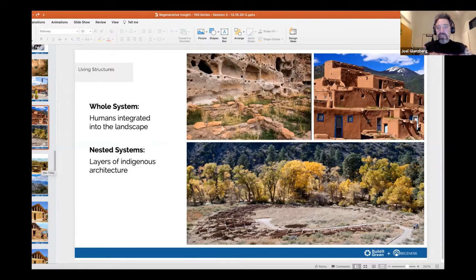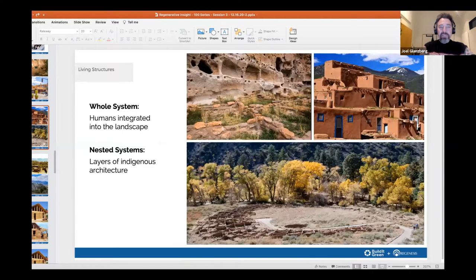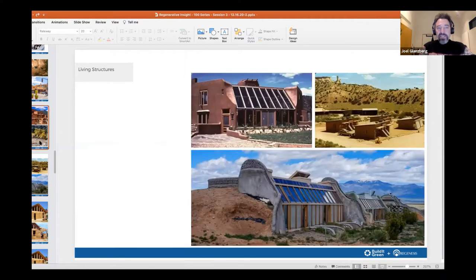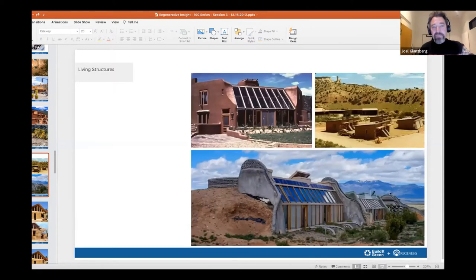the same thing. And go ahead back for a second, Bill. So the nested systems was actually these layers of indigenous architecture, right? And this is the tradition we were building on. So go to the next one, please, Bill.